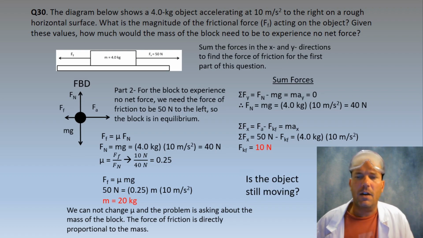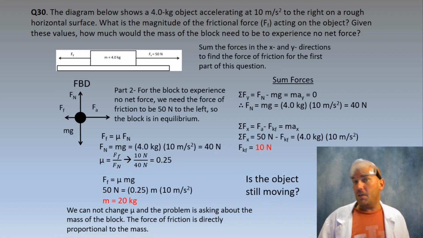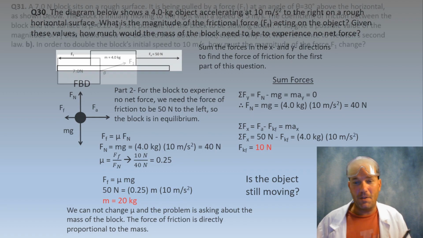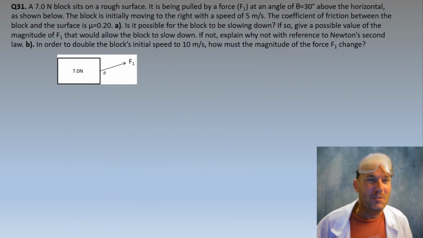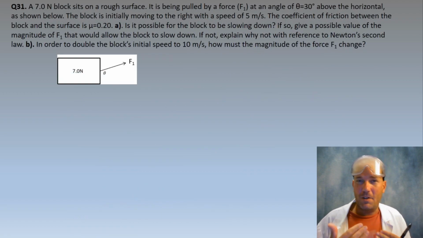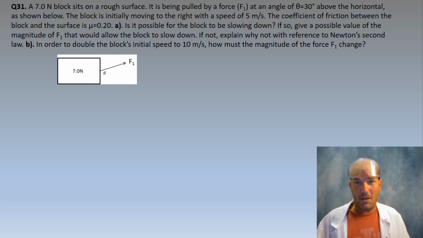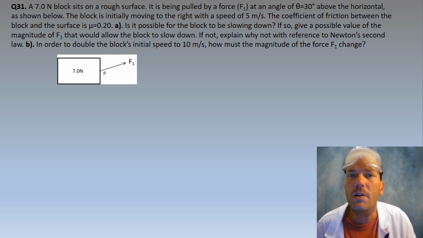Moving on. All right. Is the object still moving? Well, I just went over that with you. Okay. It could be, but regardless, it has a constant velocity. So it's probably still moving, just at a constant velocity. All right. Moving on. Question 31.